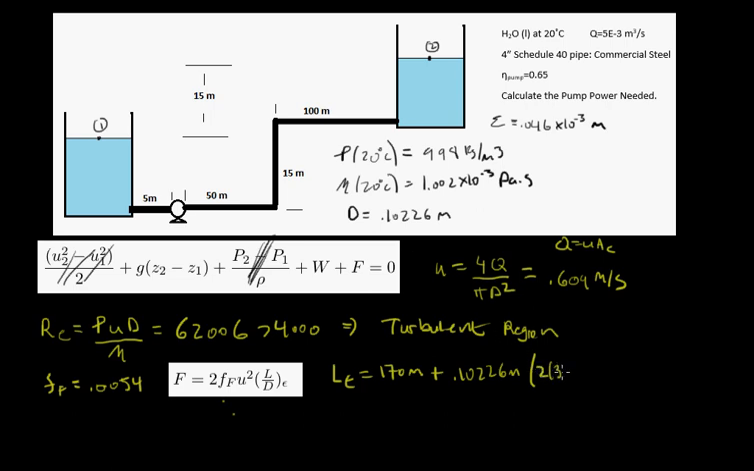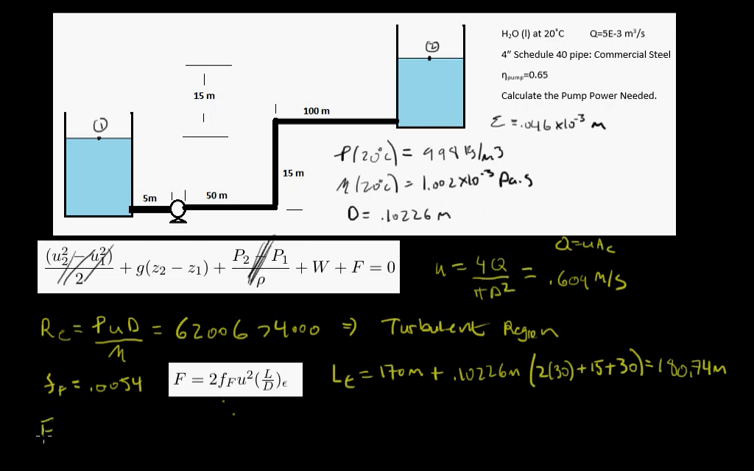So 2 times 30 plus 15 plus 30. And that gives us an effective length of 180.74 meters.